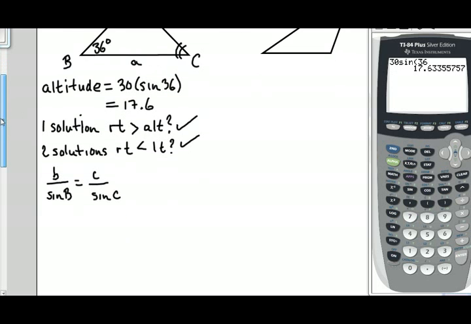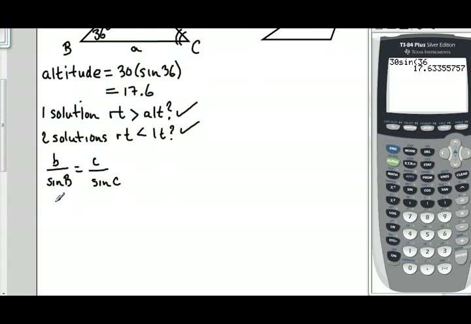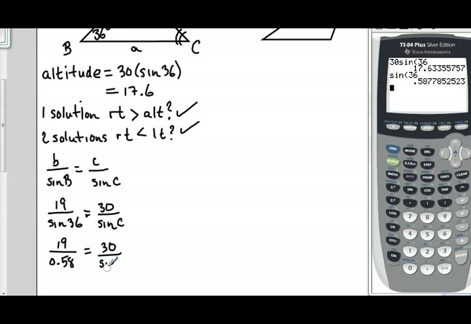We're going to plug in what we know here. Side B is 19 over the sine of 36 equals side C, which is 30, over the sine of C. The next thing we're going to do is find the sine of 36 degrees, and let's round that to 0.58. So 19 over 0.58 equals 30 over the sine of C.